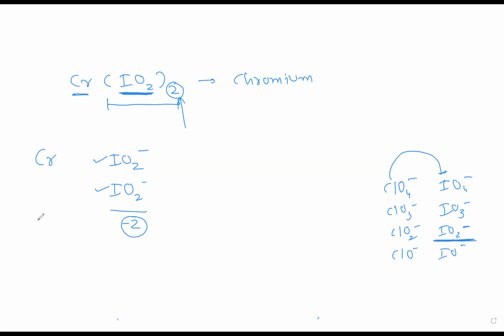Right now, what does all this also mean? It also means that the total positive charge must be +2. Now look at the cation and look at the subscript. Do we have any subscript for the chromium? No, we do not. It means the positive charge that chromium is going to carry is going to be +2.